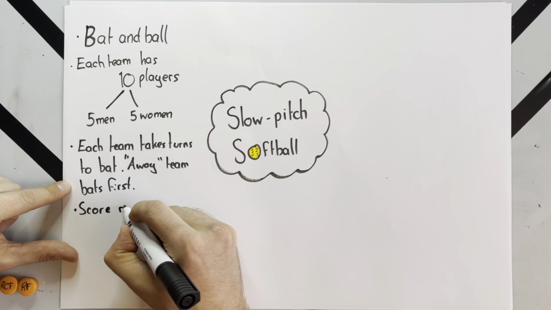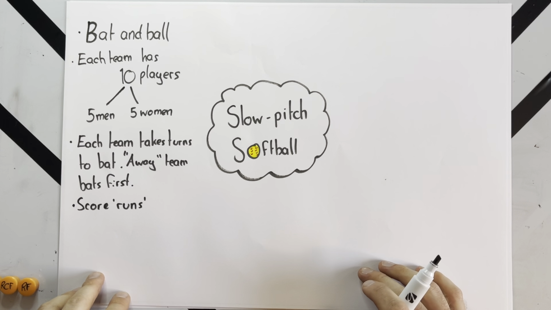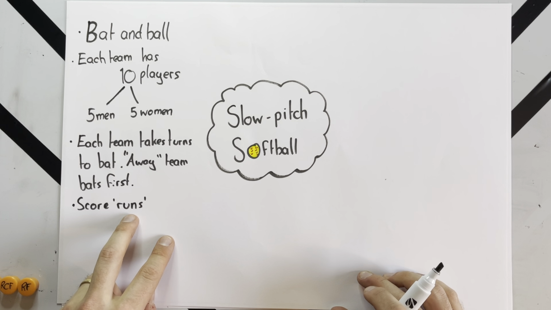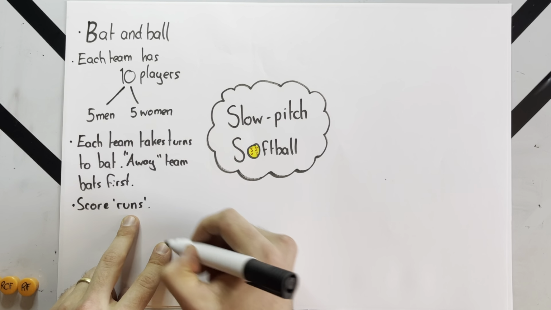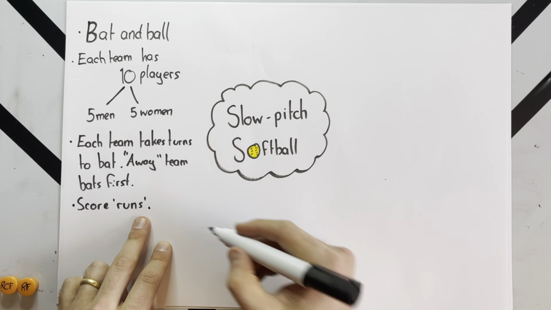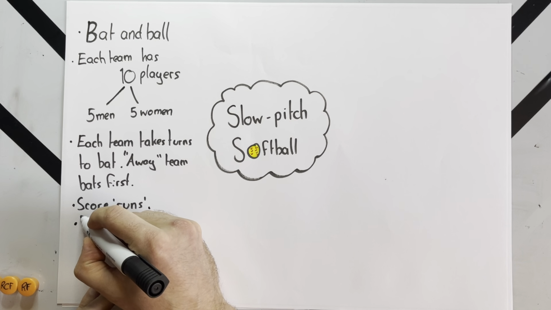When you're batting, you will score what are called runs. Similar to baseball or rounders, when you hit the ball, your aim is to get round all of the bases and to get back home. If you get back home, you score a run. However, the opposing team will try to get you out.